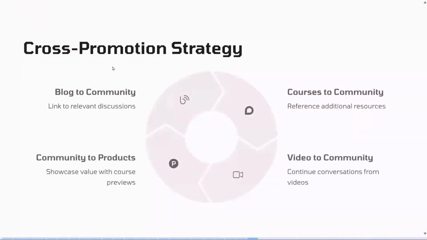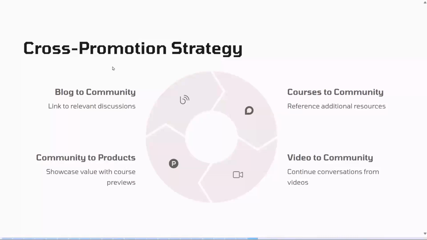So, cross-promotion strategy for your public community. Blogs to community, so you can link to relevant discussions. If you're writing a blog post and you're talking about training a specific breed of dog, and you've got a couple of really good topics going on in your community about that particular breed, then you might want to link from your blog post to that community post. Remember, they've all got their own URLs, so it's really easy to link over. You can just highlight the word that you want, like "go and have a look at this discussion here", and then put the link on top of it, so it's not the actual link itself.